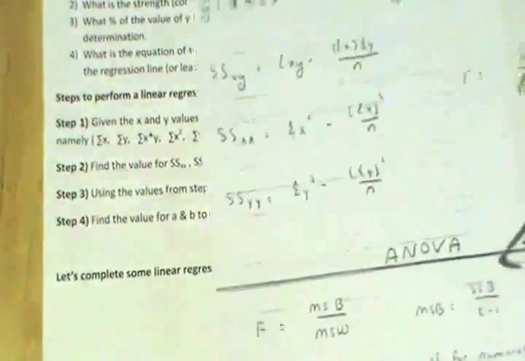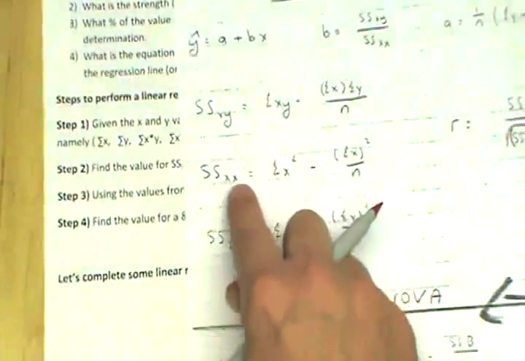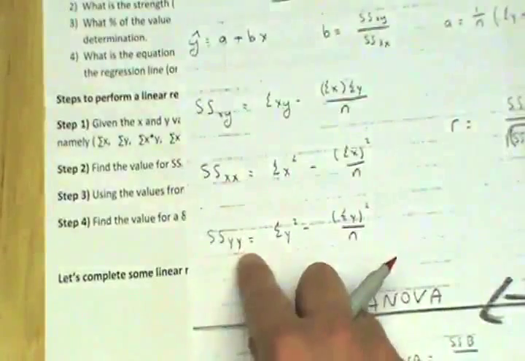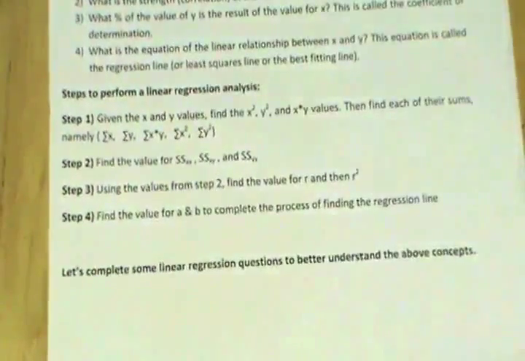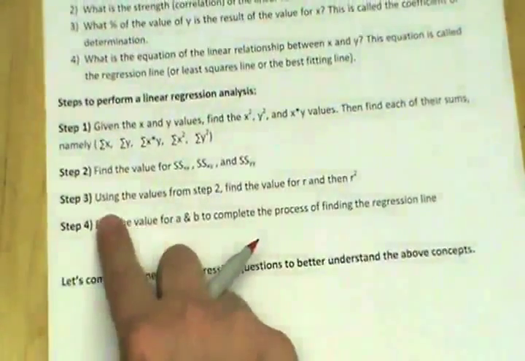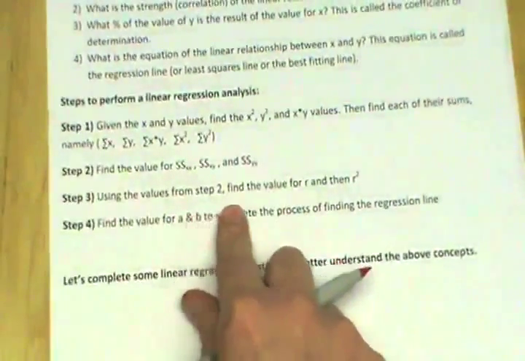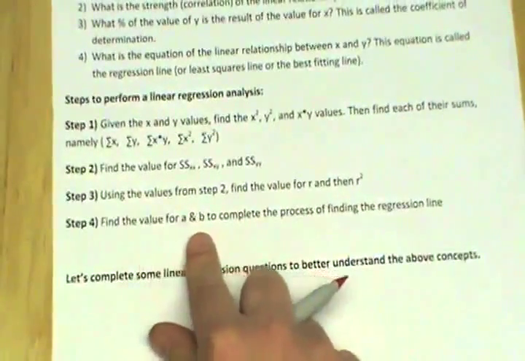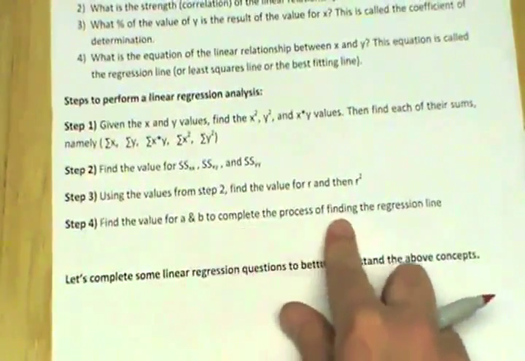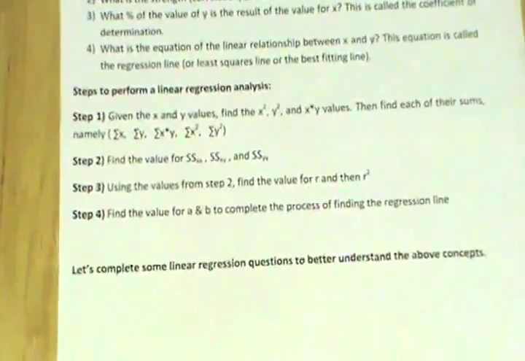If I scroll over here, these SS values are on the formula sheet. And since you have the formula sheet for the test, you don't have to memorize those formulas. Step three, using the values from step number two, find the value for r and r squared. And then finally, step four, find the value for a and b to complete the process of finding the regression line. So the best way to learn linear regression is actually just jump right in and do some examples.